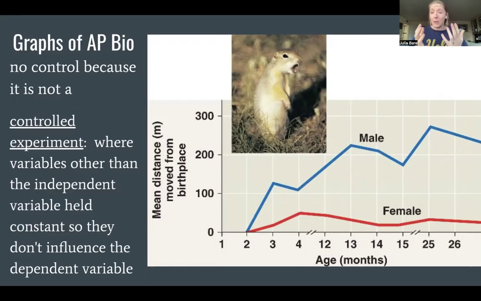Now, typically in ecological studies like this one and like the raven example, ecological studies will not have a control. Think about why that might be. Why would ecological studies not have a control? What do you think?